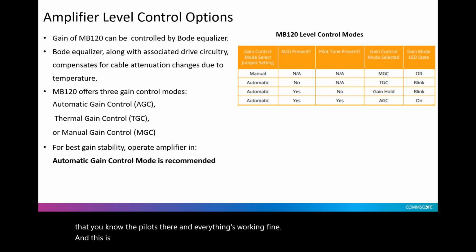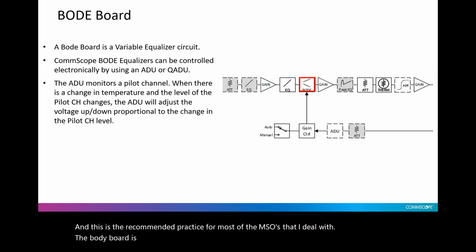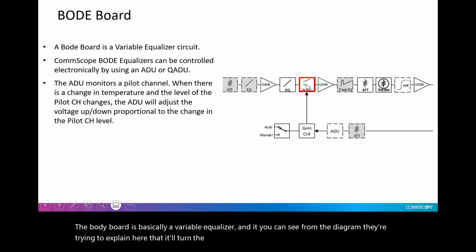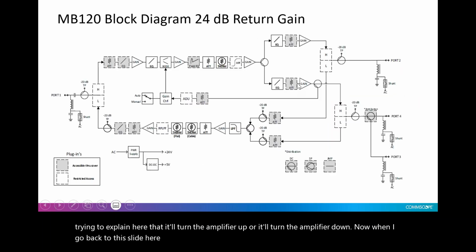And this is the recommended practice for most of the MSOs that I deal with. The Bode board is basically a variable equalizer, and you can see from the diagram they're trying to explain here that it'll turn the amplifier up or it'll turn the amplifier down. Now, when I go back to this slide here, I talked about this U-turn.